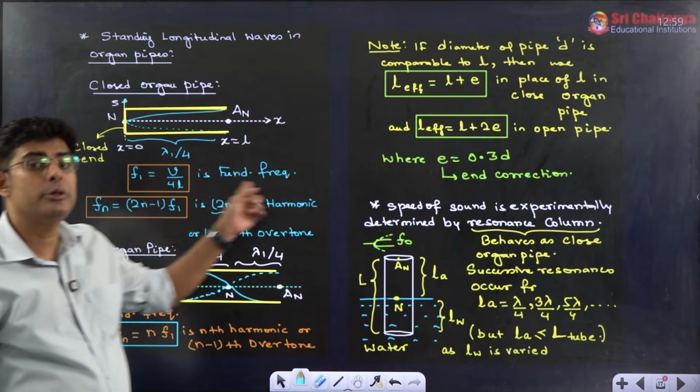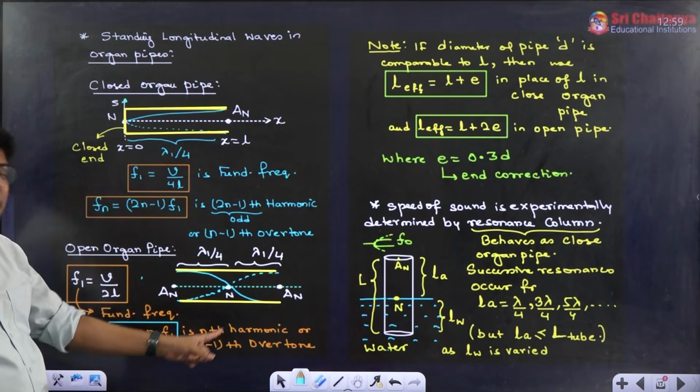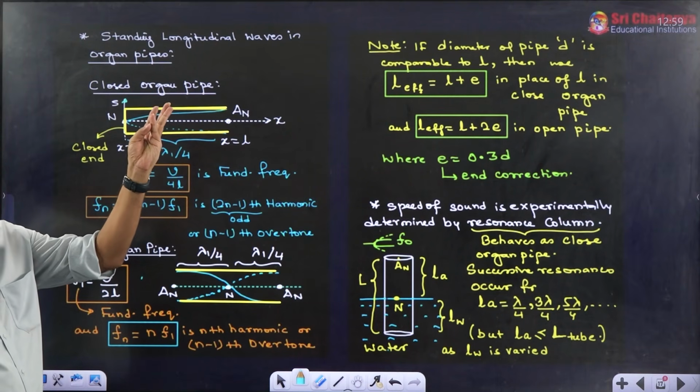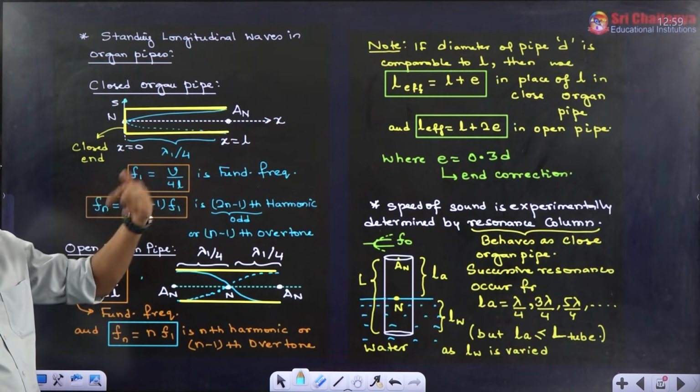Here which harmonic was it? In the closed pipe it was the 2n minus 1th harmonic but n minus 1th overtone. Here it is the nth harmonic but n minus 1th overtone. Overtone is just as I said: keep on calculating above F1. F2 is the first overtone, F3 is the second overtone, that's it. And harmonics are integral multiples.